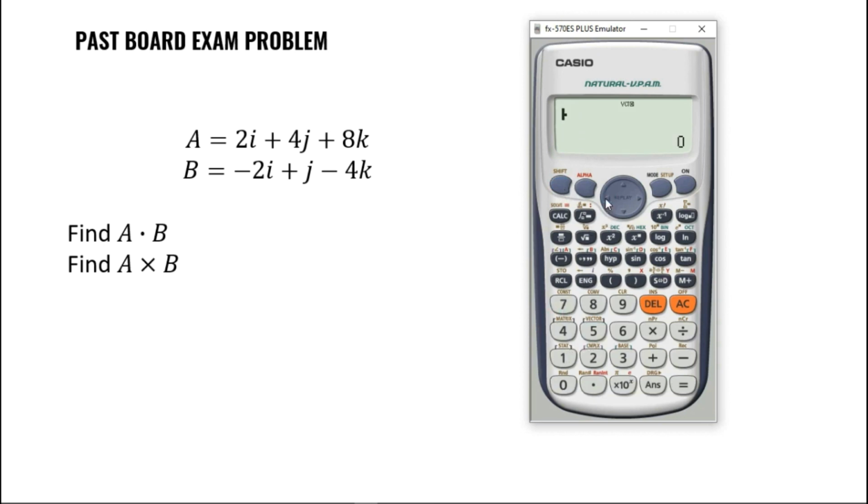So we have vector A. So shift vector, vector A 3. So vector A dot vector B. So we have here 4. Equals lang natin guys. So pag dot product, of course, scalar yung kalalabasan natin. That is negative 32.